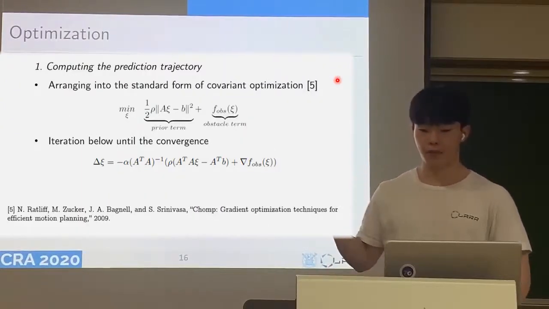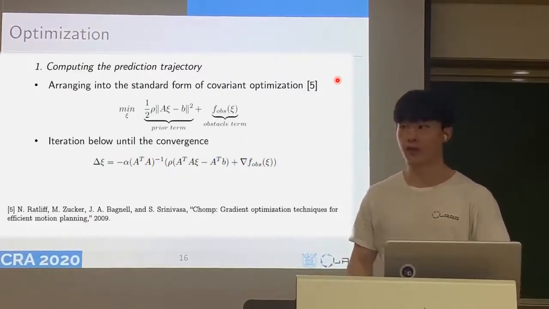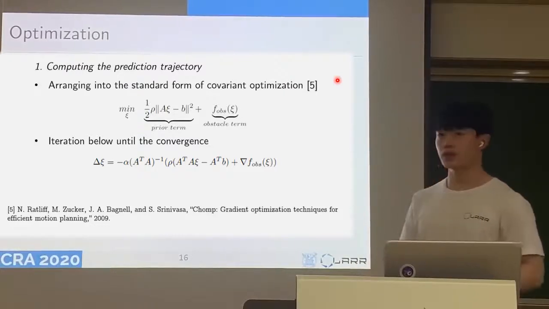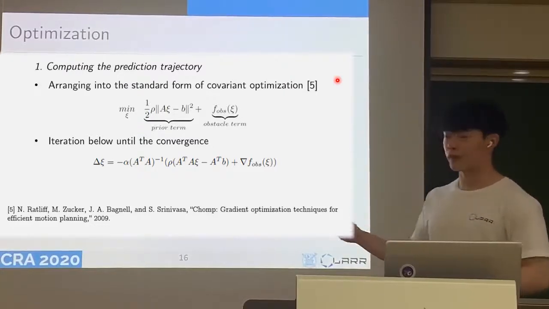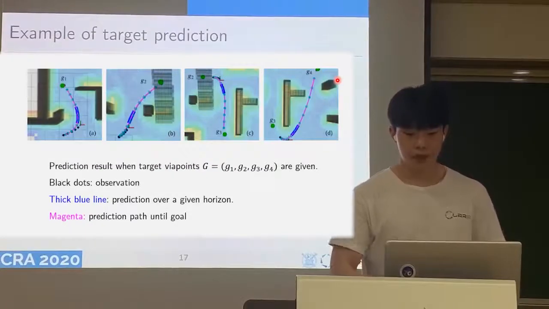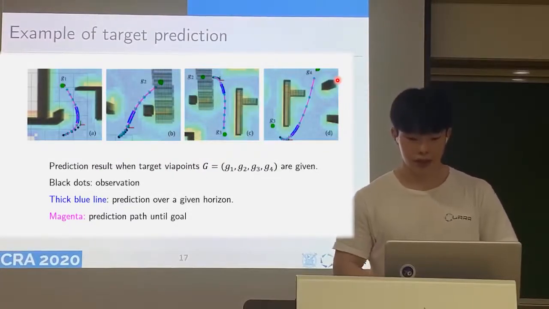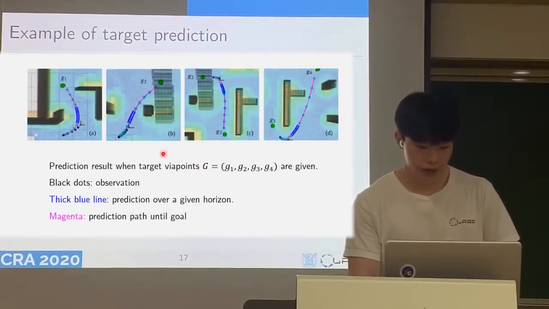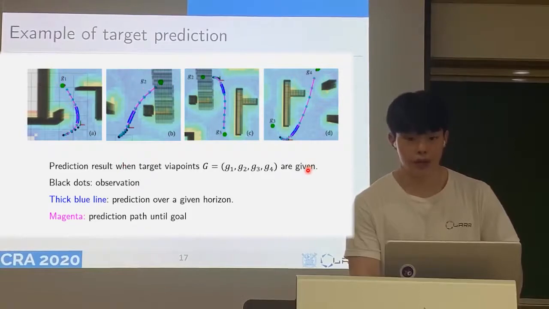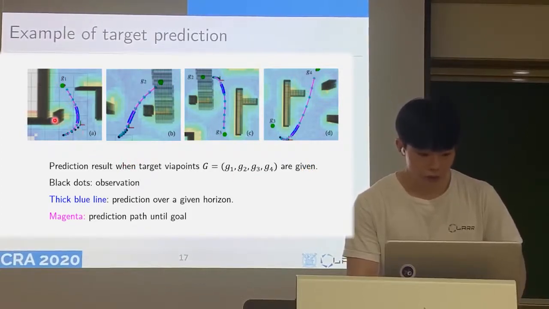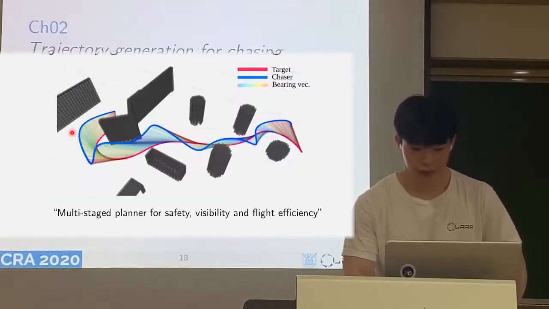These objectives can be forwarded into the standard form of covariant optimization with stable convergence, as explored in the fifth reference. And we attached here a prediction example where the target is known to travel from G1 to G4. And as can be discovered, the prediction over a horizon was generated, avoiding obstacles and heading toward the goal based on the observations.